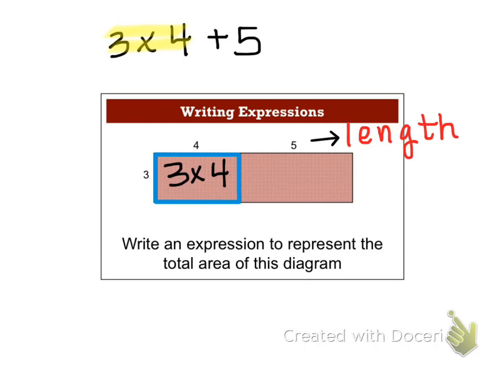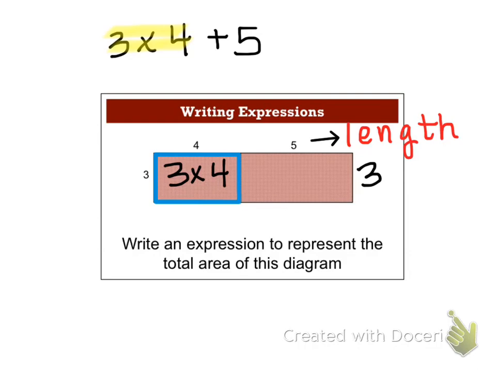However, that length would also need to be multiplied by a width. But as we can see in the expression, it's just plus 5. That 5 is not being multiplied by the width of the rectangle. The width of that second rectangle would also be 3. So we would also need to do 5 times 3 in order to find the area of the second part of this compound rectangle.